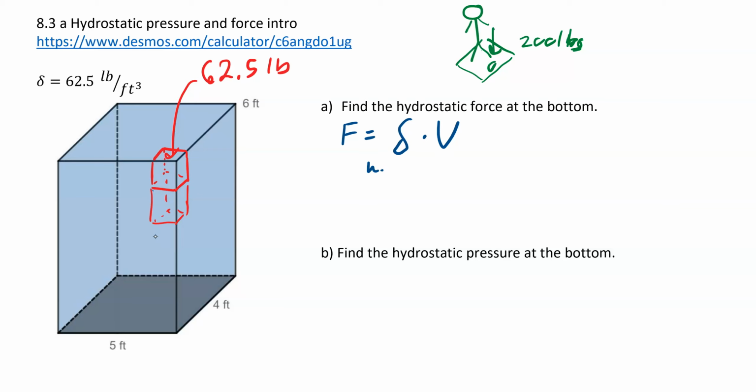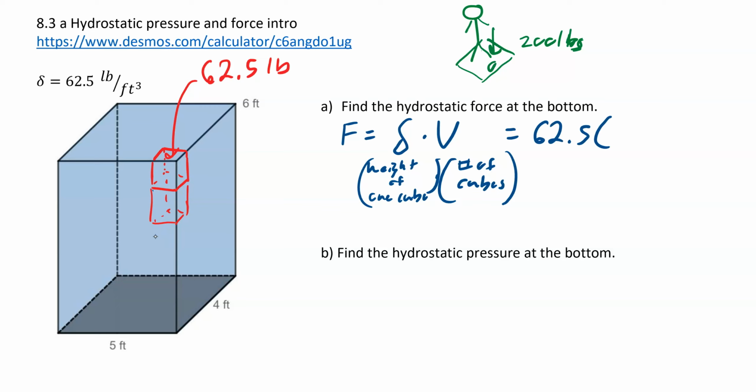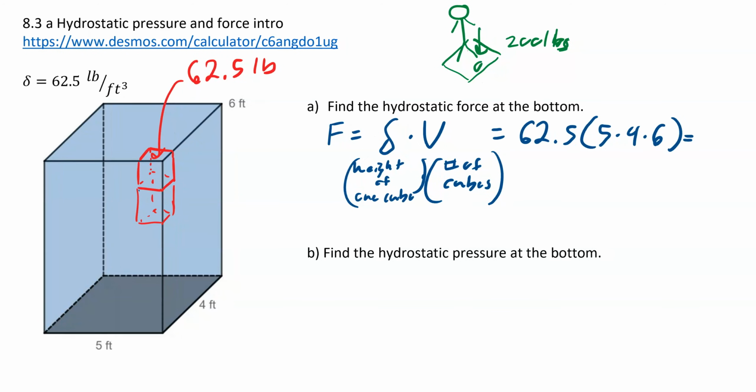So this is weight of 1 cube times number of cubes. And that would give us our total force. So it's 62.5 times, and then our volume is just length times width times height. So 5 times 4 times 6. You plug that in the calculator, and we end up with 7,500 pounds. So there's 7,500 pounds of force being applied to the bottom of that tank.